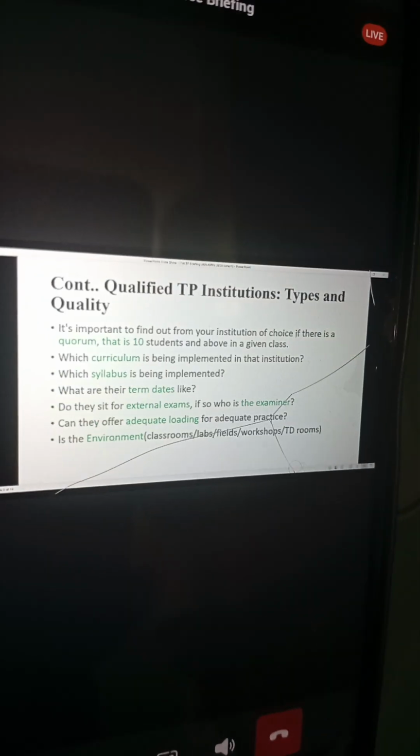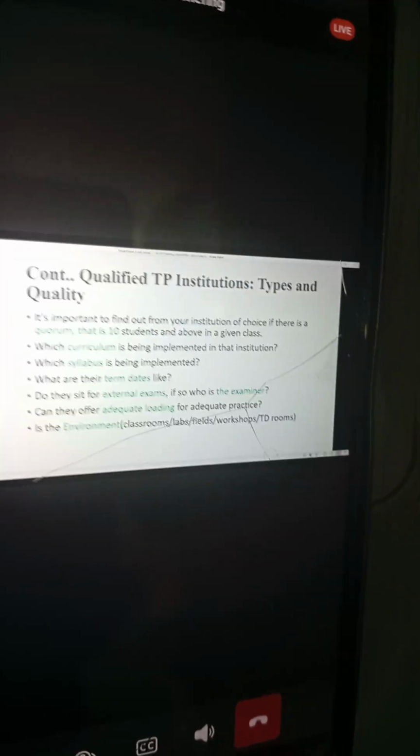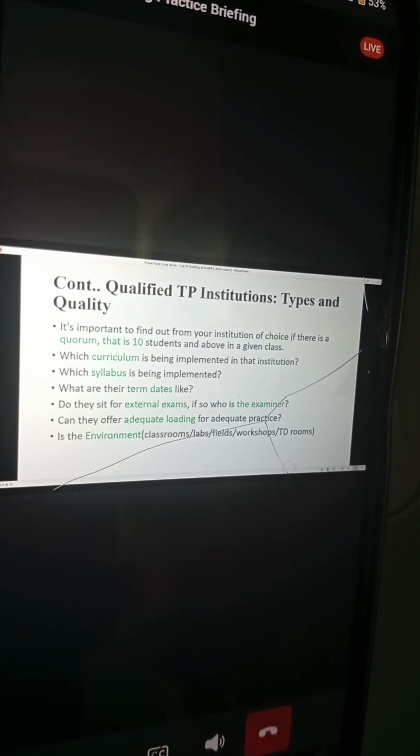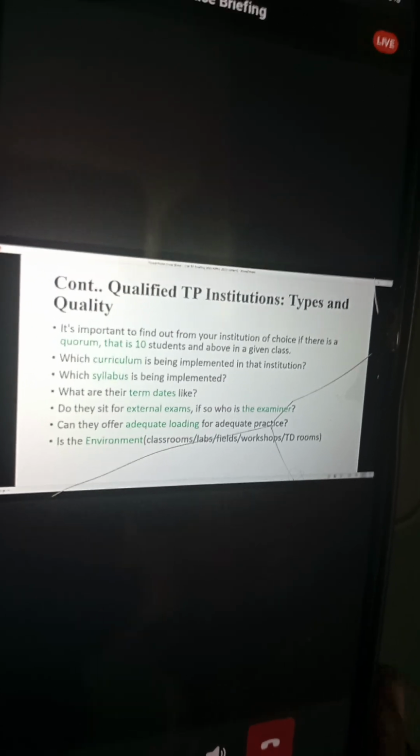Can they offer adequate loading for that? This is very critical. Adequate loading for adequate practice. Loading is actually the number of hours per week.